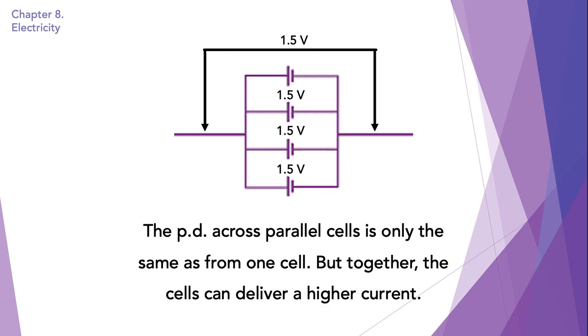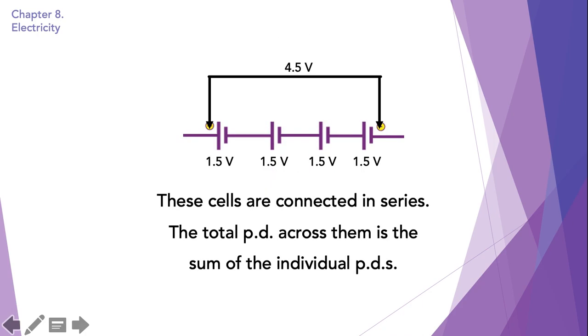Whereas in a series, the potential difference gets distributed across each of the cells. Both of these, the series and parallel circuits, are used in different scenarios in different places. The series is an important circuit, and the parallel is also an important circuit.